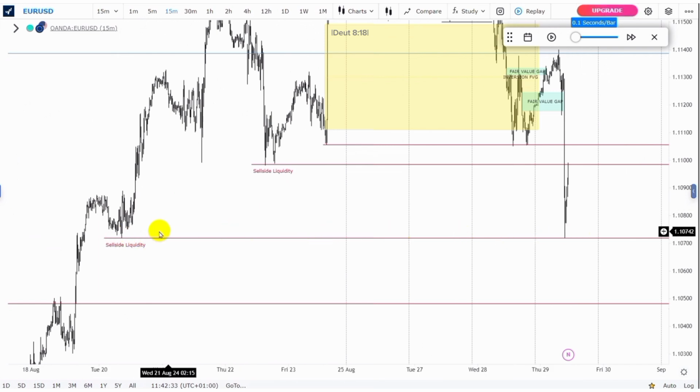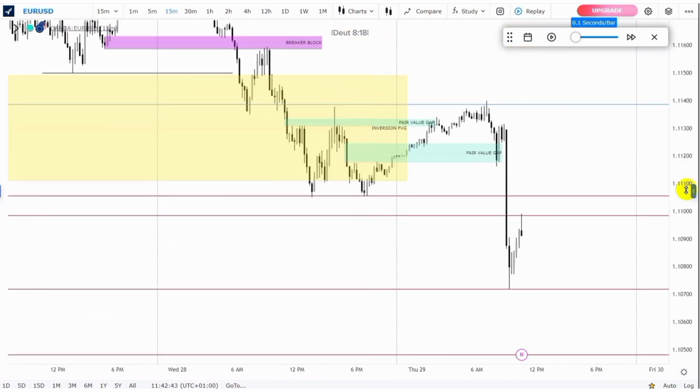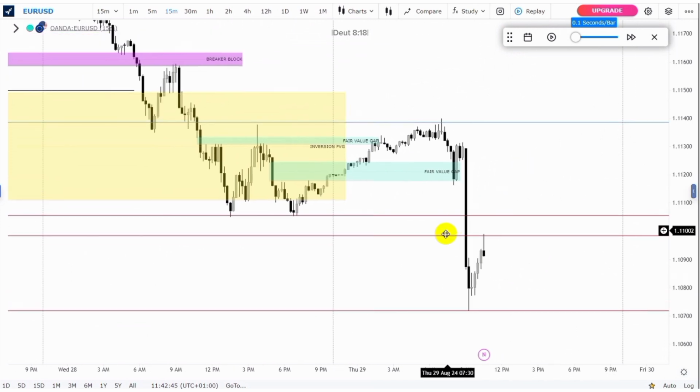So we still have a valid reason to see that the market will further push to the downside to take out this sell side liquidity. So this is actually a massive impulsive leg move. So let's actually go to the 4-hour time frame to see how we could possibly anticipate an entry here. Or let's go to the 1-hour time frame.